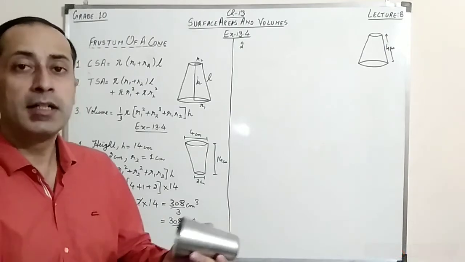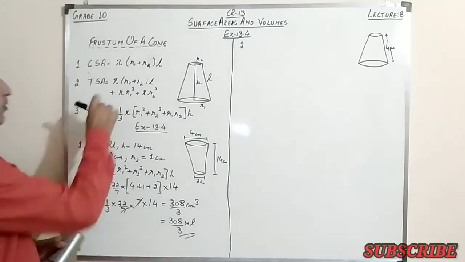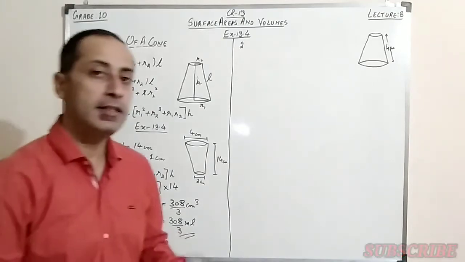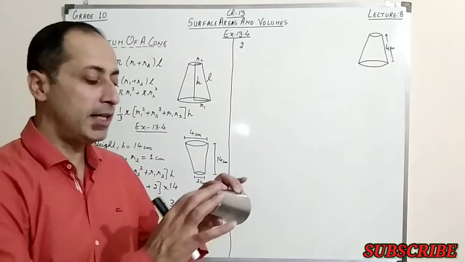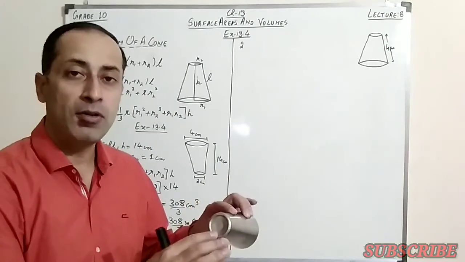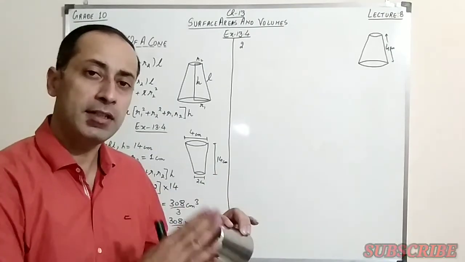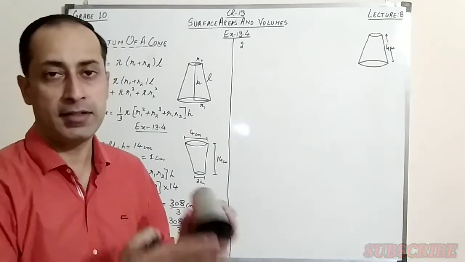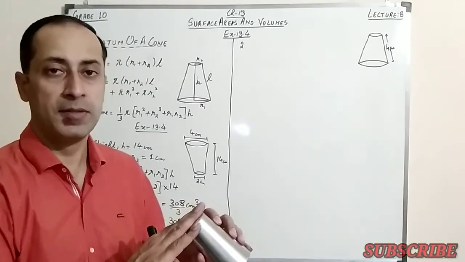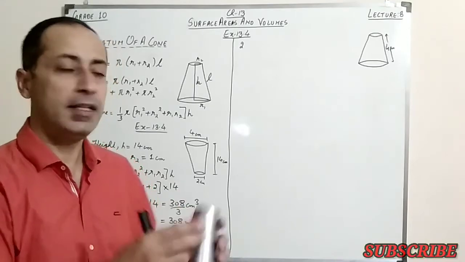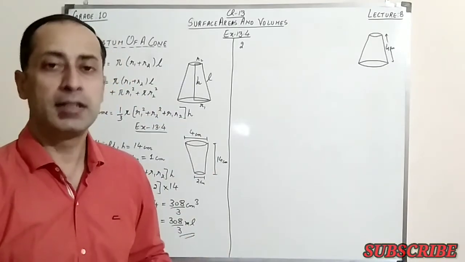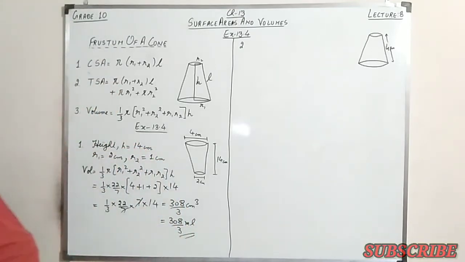Now what do I have to find? I have to find the curved surface area. If we see, the formula is pi (r1 plus r2) into L. It means the radius is not given to us. But what we have is the perimeter, or the circumference. So using the circumference, we will first find the radius of both the flat surfaces, for both the bases. First we will find the radius and then we substitute the values of the radius in the formula and then we can find the curved surface area, right?